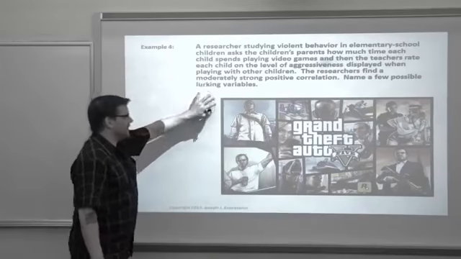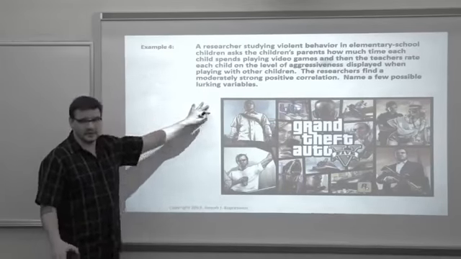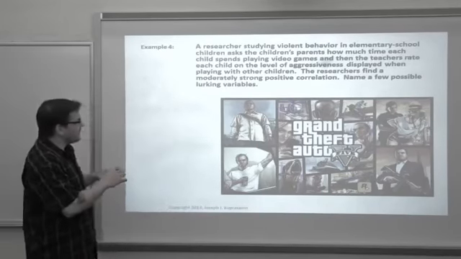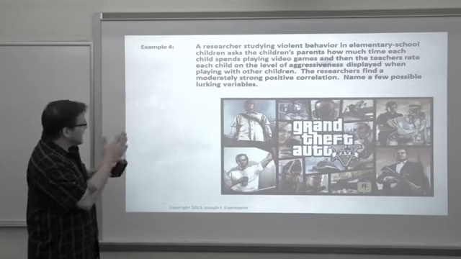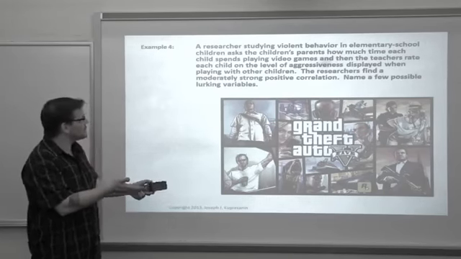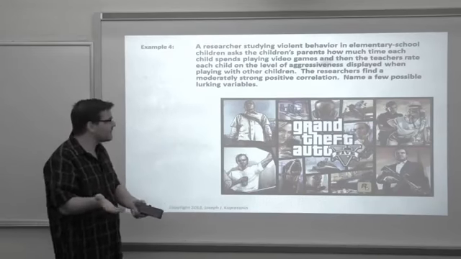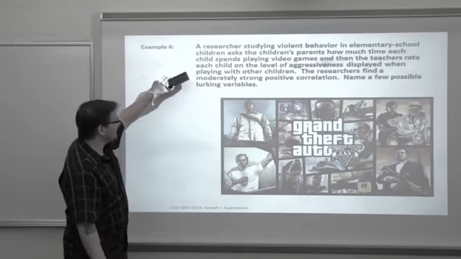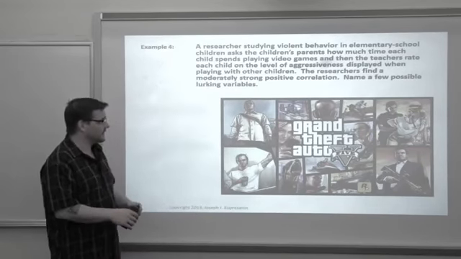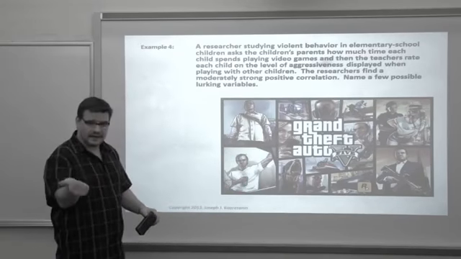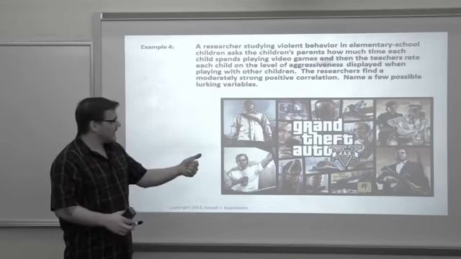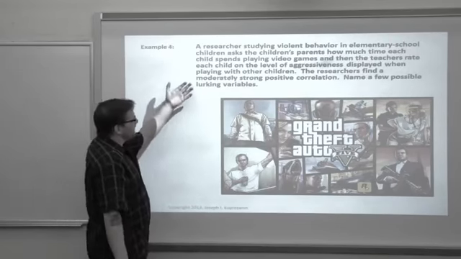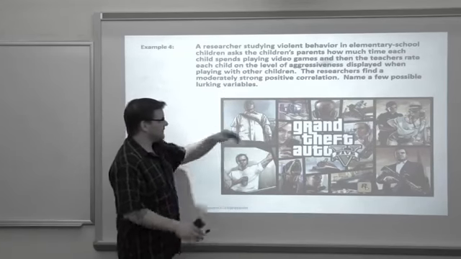Bit of a longer scenario here. It says to come up with a few possible lurking variables. What I'll write down are not the only answers. A researcher studying violent behavior in elementary school children asks the children's parents how much time each child spends playing video games. So that's one variable, hours playing video games. And the teacher then gives the child a rating on level of aggressiveness. So X is hours playing video games each week. Y is the teacher's rating of the child's aggressiveness. Researchers find a moderately strong positive correlation.